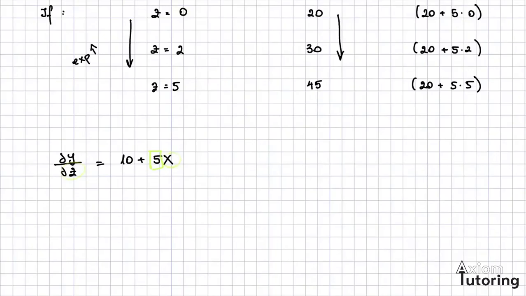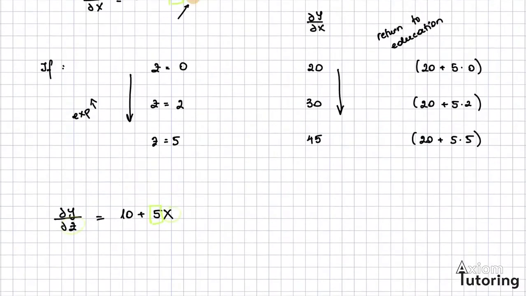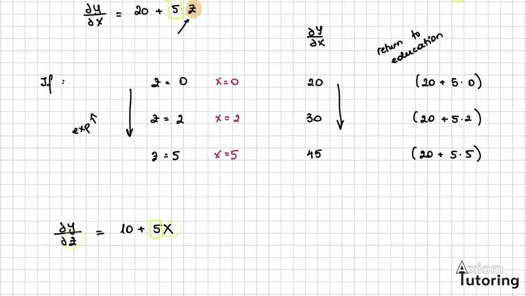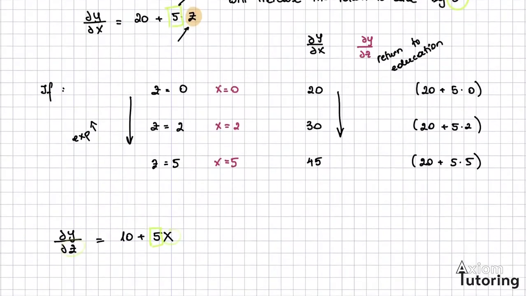Okay? And you can do exactly the same computations that we did in this table, but this time you can set x equal to 0, x equal to 2, and x equal to 5, and find another column where you have the partial derivative with respect to z, and do the computations for yourselves to double check how exactly the return to experience is going to increase when years of education is increasing.